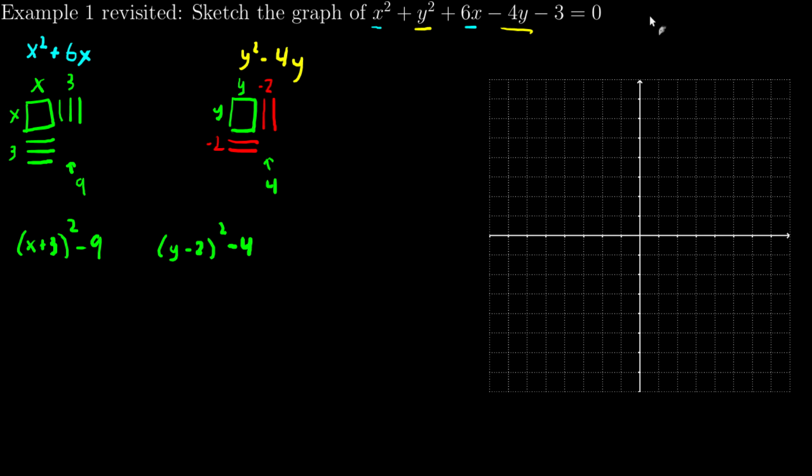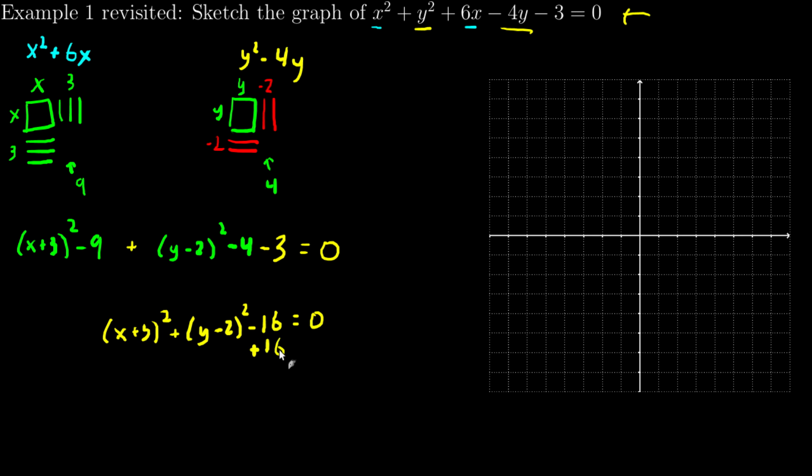And now I'll just bring everything else from here down. So I have a plus between these terms. I have a minus 3. I have an equals 0. I'll combine negative 9, negative 4, and negative 3 to get negative 16. I will bring down my x plus 3 squared and my y minus 2 squared, make that equal 0, and add 16 to both sides. And I get x plus 3 squared plus y minus 2 squared equals positive 16.